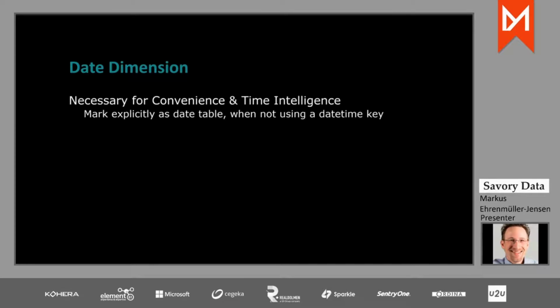And we need a dedicated date dimension for two reasons. On the one hand, it's for convenience, because if I do not have a date dimension, people in the reports always have to write text queries to show only the year of the date, or only the month of the date, or to filter on stuff like that. And it's also necessary for time intelligence. Time intelligence is only a fancy word for doing comparisons over time.